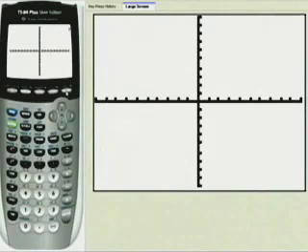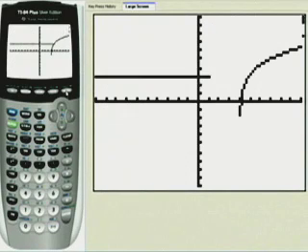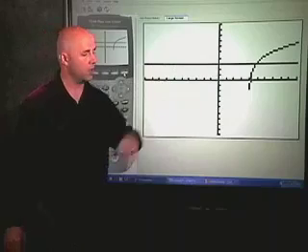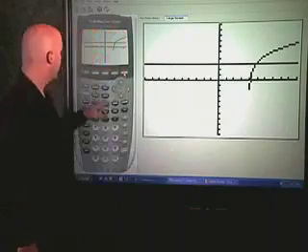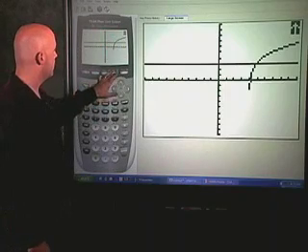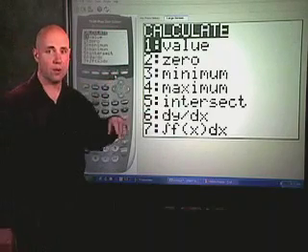We're going to graph that using our standard viewing window. We have the graph of y1 and our graph of y2 that comes through there. We're looking for this intersection point. We'll go to our calc menu. We'll pick option 5 for intersect.